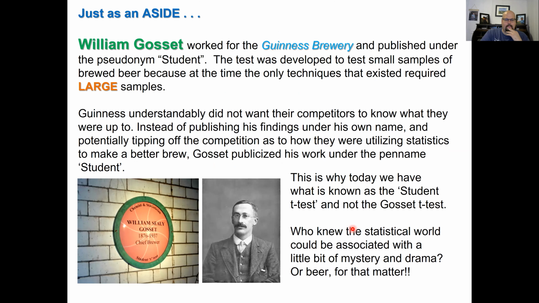This is just an aside. Gossett actually developed his testing as part of the Guinness Brewery. He published all his work under the pseudonym Student because he was basically asking, how can I make sure that these different batches of beer are all the same? So he developed a technique to compare sample to sample to sample over time. He couldn't publish it under his own name because he worked for the Guinness Brewery, so he published under that pseudonym Student, and that's why we call it a Student's t-test. So it's an interesting fact about how t-tests developed.